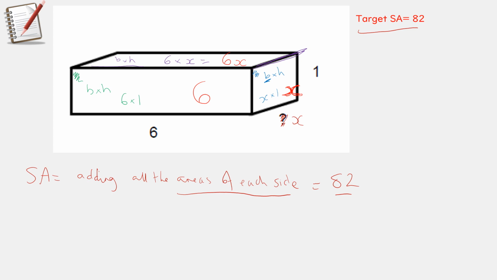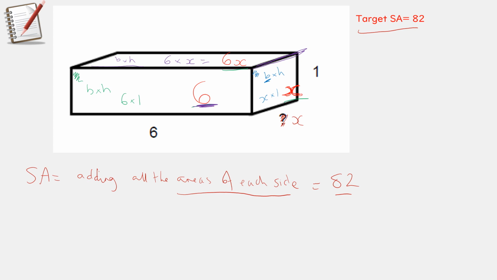Okay, but we've worked out 3 sides there, but a cuboid actually has 6 sides, doesn't it? We'll have 2 lots of this 6, we'll have 2 lots of this 6x, and we'll have 2 lots of that x, because they've each got a side, 2 lots of each face. So let's add all of these together.